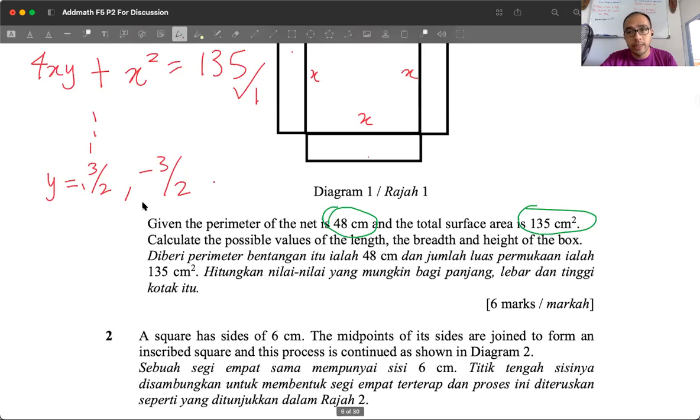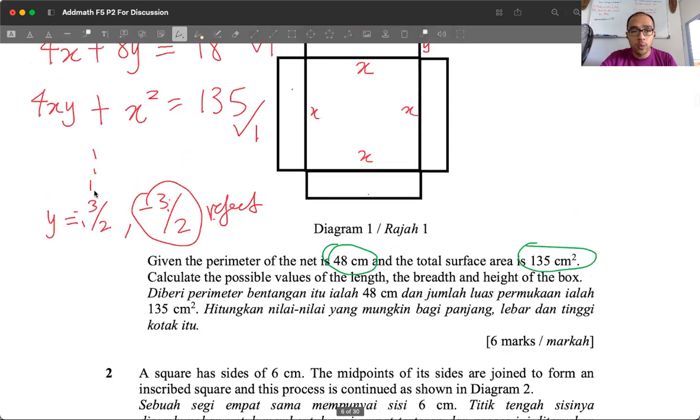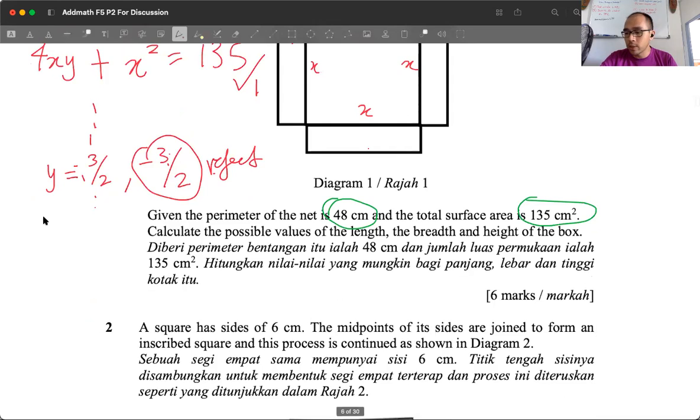So as an example, if I'm going to use y, one is a positive value, one is a negative value. So this is the one that we reject. Why do we reject the y value? Because there is no such thing as a negative width. It has to be positive in value. So we only use 1. So when we use 1 and then we substitute it, we get x equals 9.